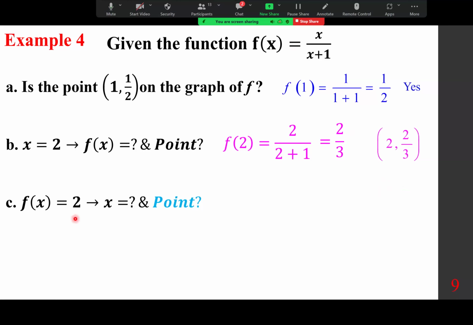F of x equals 2. That means the y coordinate in essence is 2. What is x and what is the point? Well, set f of x, x over x plus 1, equals 2, and solve for x. And to do so, we do the cross product. 2 times x plus 1 equals 1 times x.